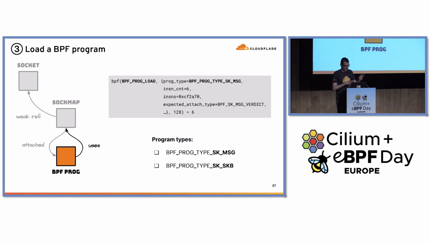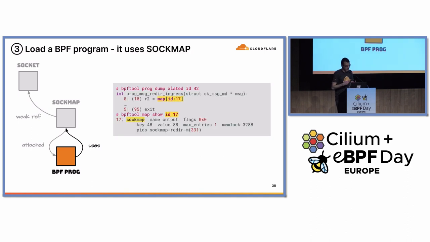All right, so we have a socket, we have our BPF map, then we also need a BPF program which will be expressing our redirect logic. We do that by loading a program using the BPF syscall, and there are two kinds of programs that we're going to use for splicing sockets with Sockmap. We're going to see later which one we use in which situation. That BPF program is actually going to be using the Sockmap we have created, because that's how the Sockmap BPF programs select the sockets when redirecting packets.